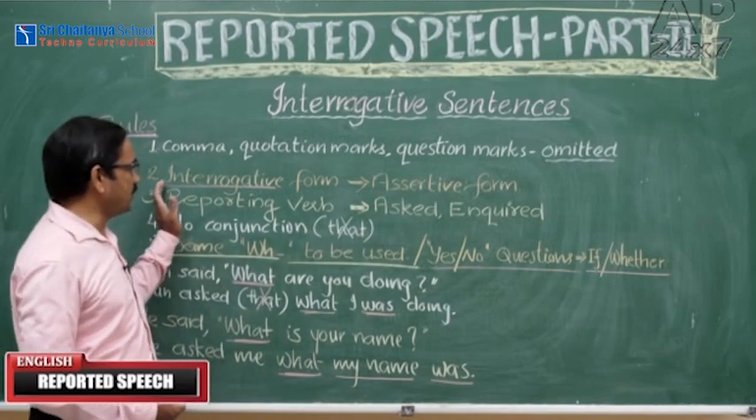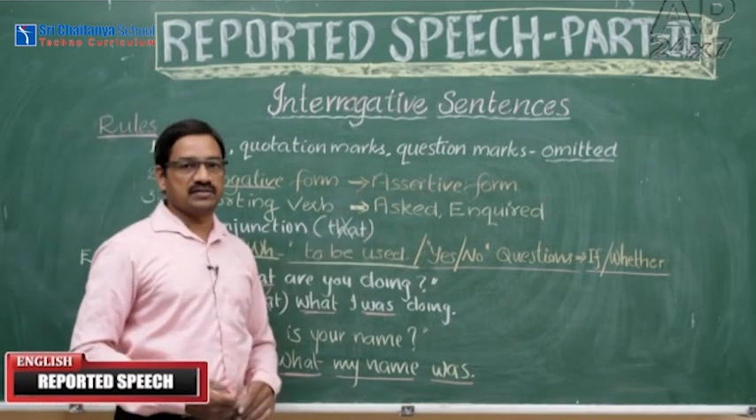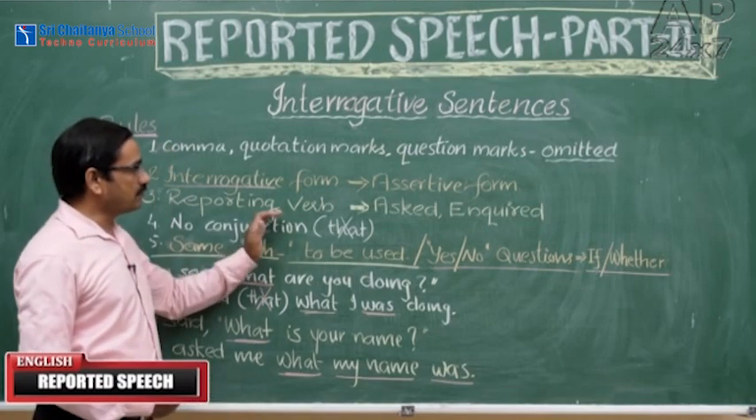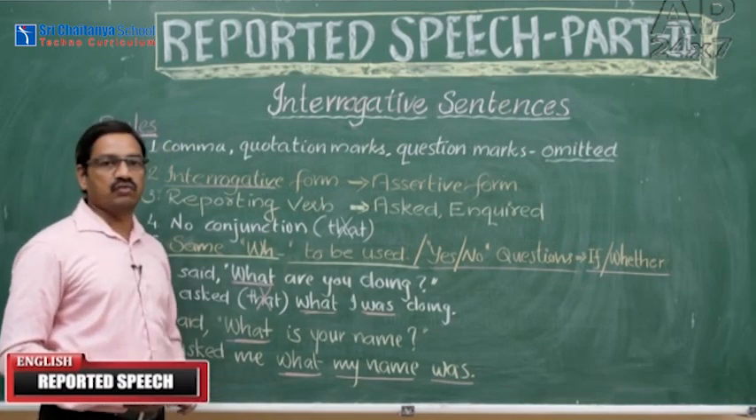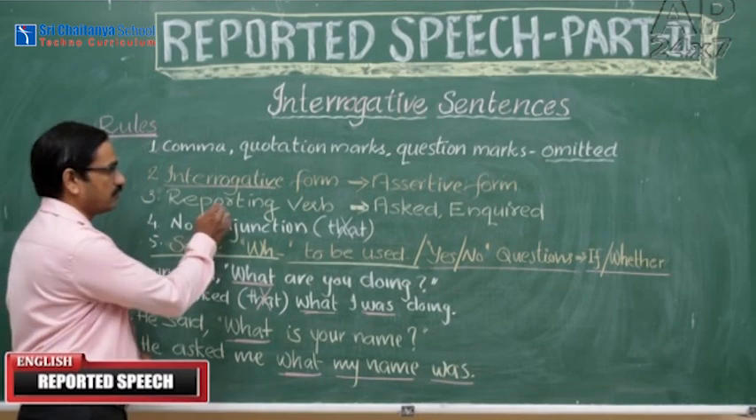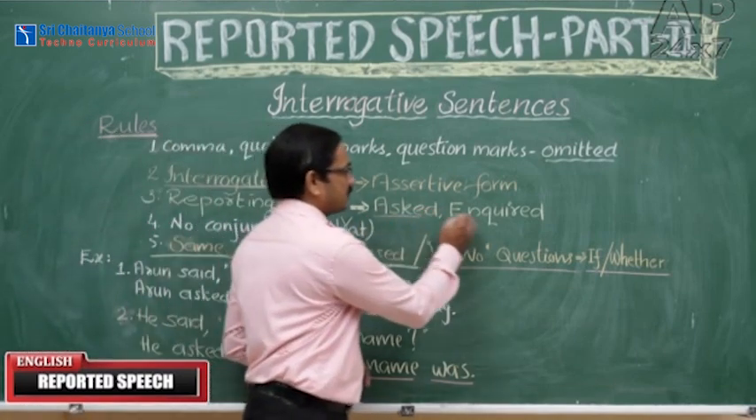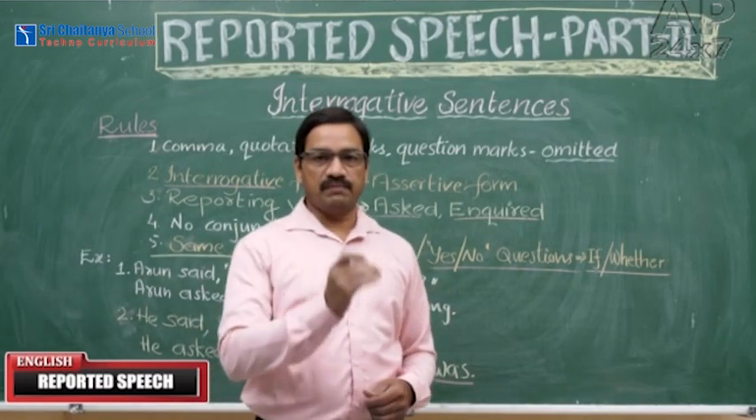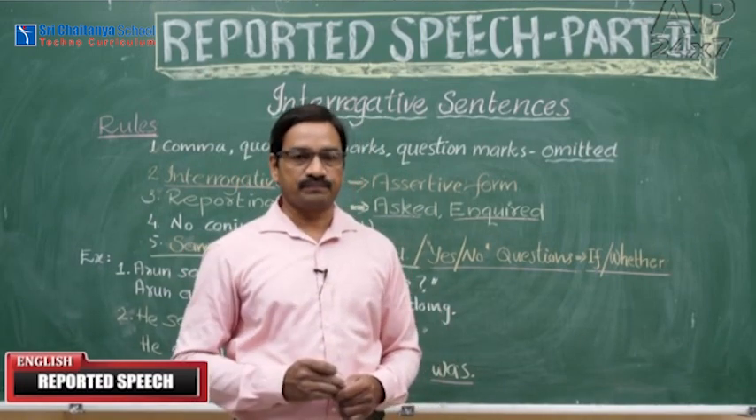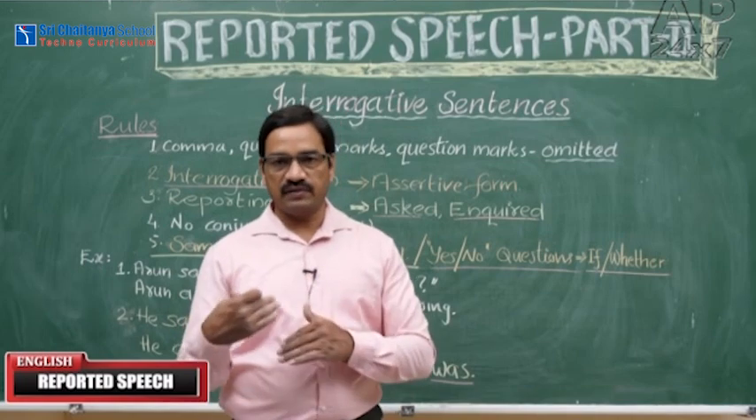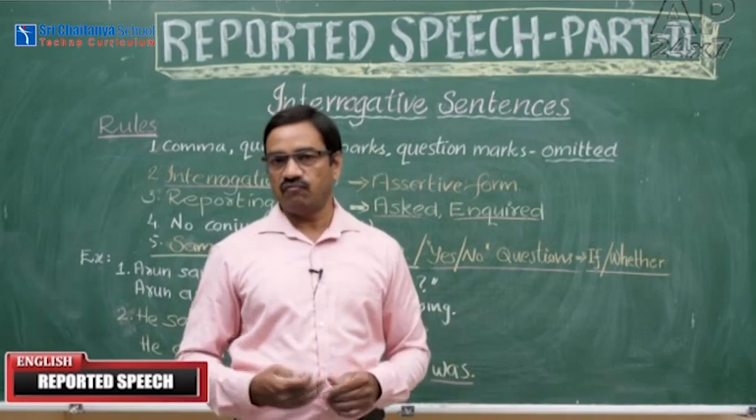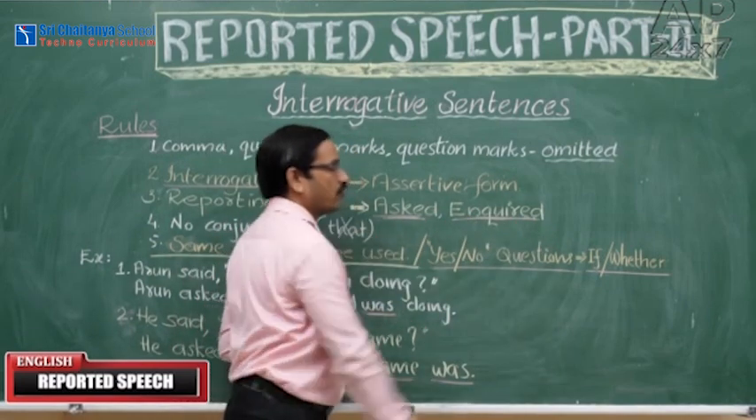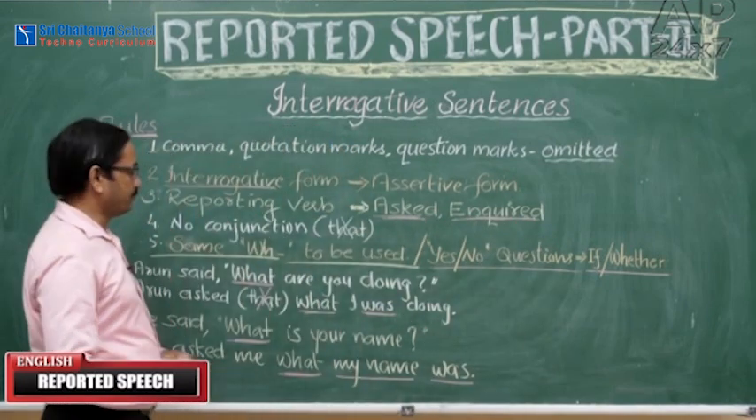So we have to change the interrogative into assertive form, and the reporting verb is changed into asked or inquired. So for the reporting verb, we have to use asked or inquired in the indirect speech. For example, he asked, where are you going? In the indirect speech, we write, he asked me where I was going. So we introduce asked or inquired in the indirect form.